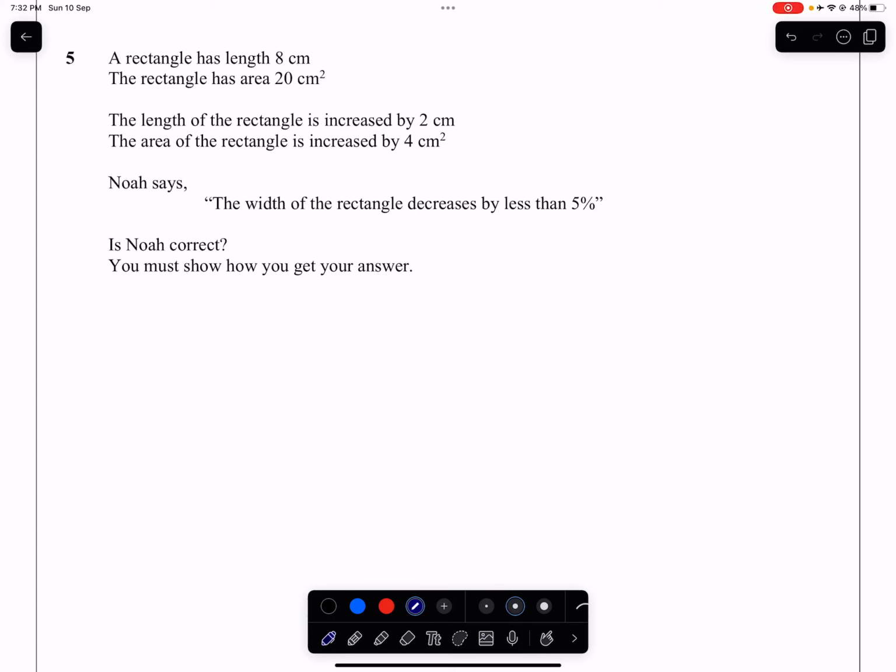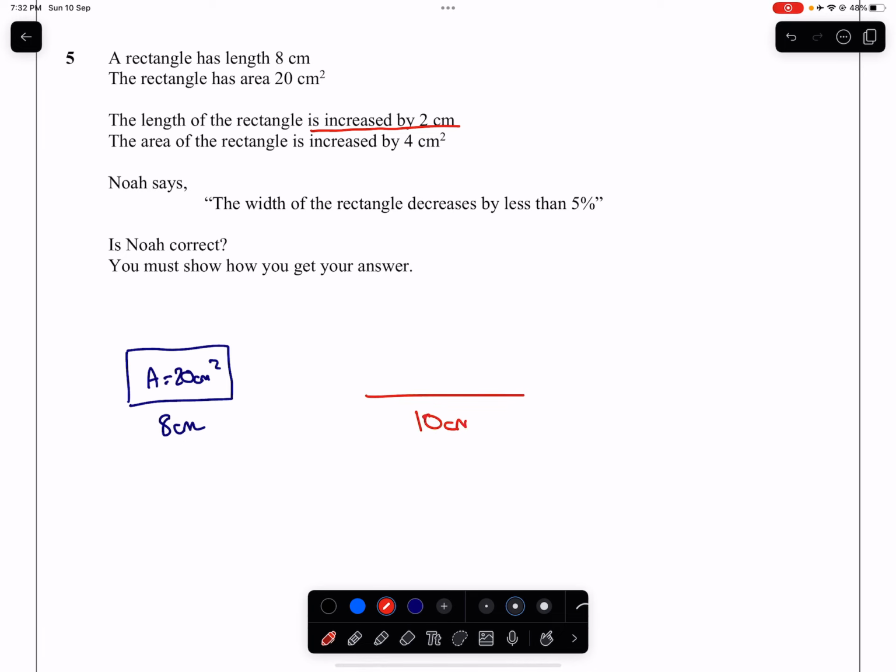Question 5. We have a rectangle that has a length of 8 centimeters and an area of 20 centimeters squared. And we are told that the length of the rectangle is increased by 2. So that means in our new rectangle that's going to become 10 centimeters. And we are told that the area of the rectangle is increased by 4. So our new area here is 24 centimeters squared.